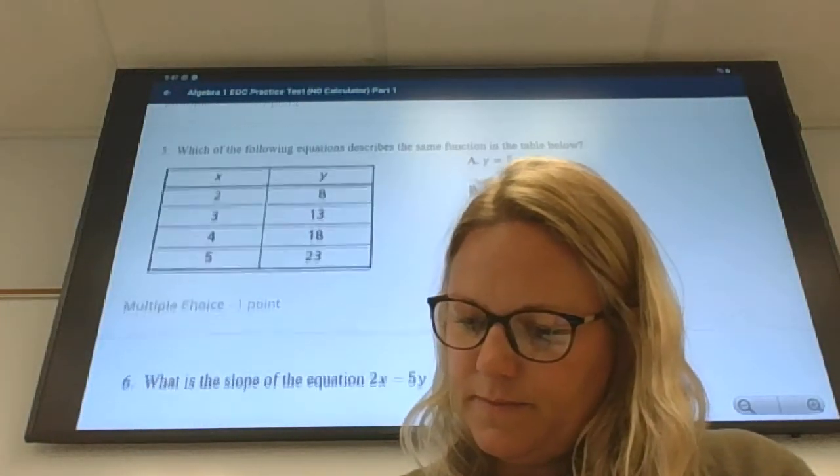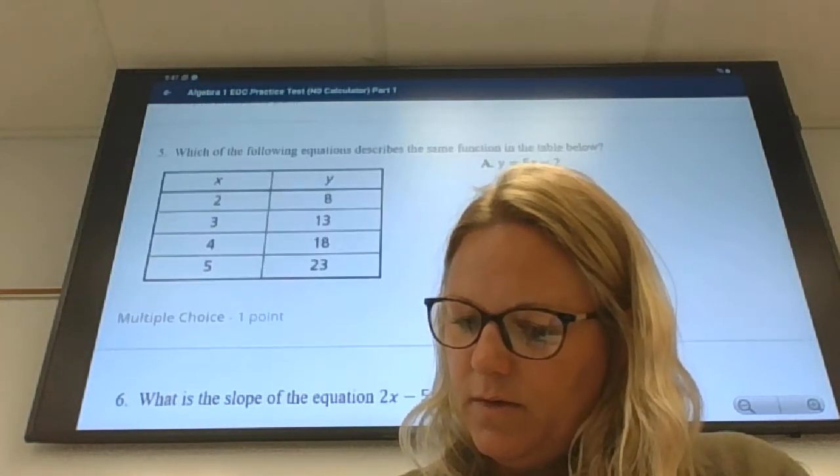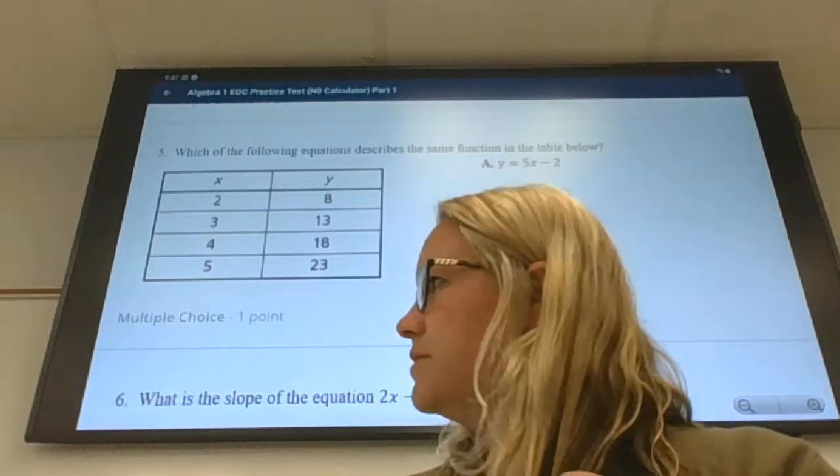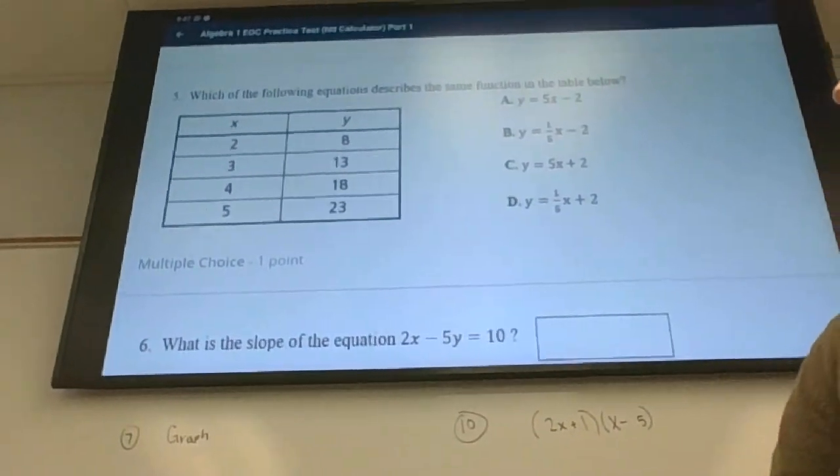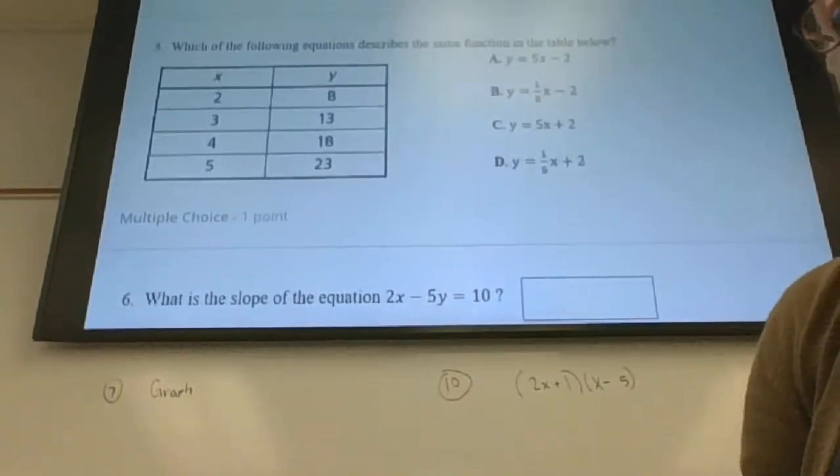Next one. Which of the following equations describes the function in the table? So, rewriting this one on the board.